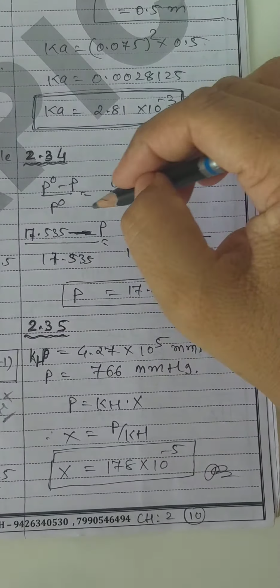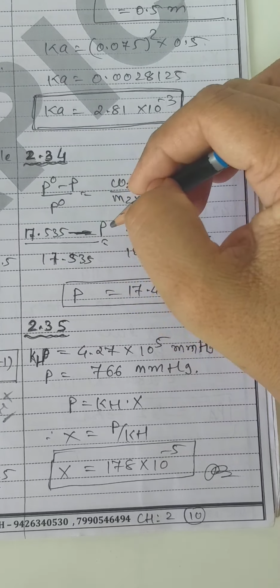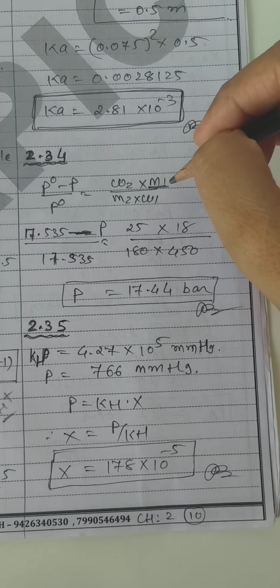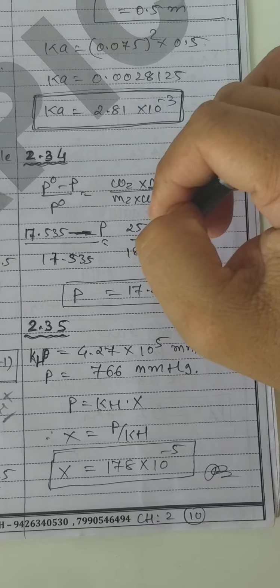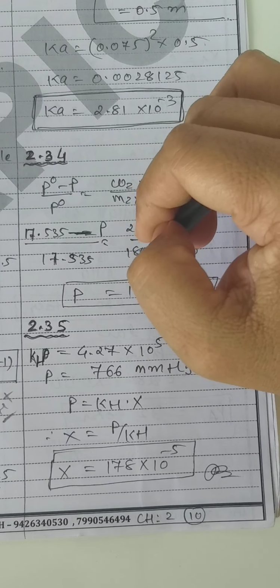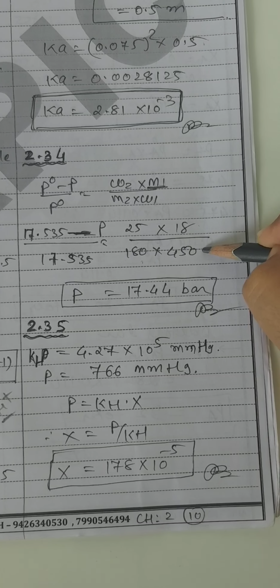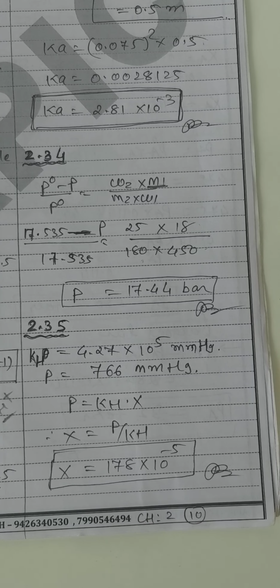So according to Raoult's law, pure water pressure, that is 17.535 minus P, upon 17.535. W2 is equal to 25, M1 is equal to 18, the molecular mass of water, M2 is equal to 180, the molecular mass of glucose, and W1 is 450. So after calculation we will get P is equal to 17.44 millimeter Hg. Very simple question of Raoult's law, but it is important.